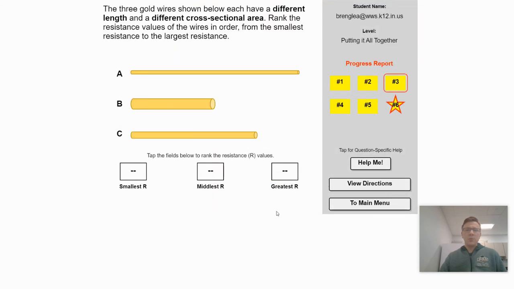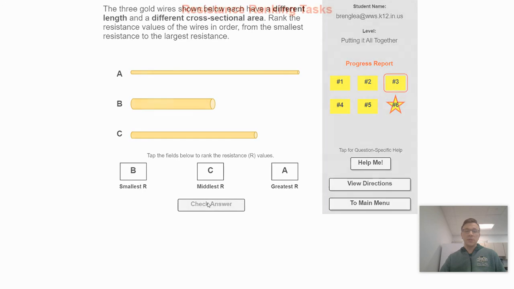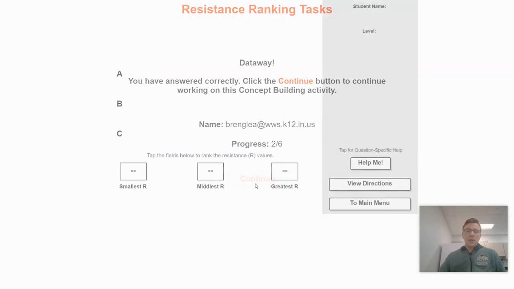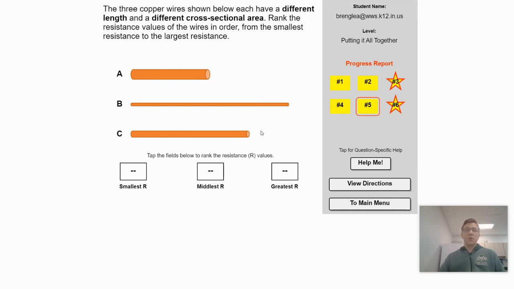And we'll just do a couple examples. Again, we're looking for short and large cross-sectional area, or thick wire. So short and thick wire would be B. That's going to be our smallest resistance. Then the next shortest and larger cross-sectional area would be C. And then the long, thin wire is A. That's going to be the most resistance. So we'll do this last one. I'll let you do the rest on your own. Again, we're looking for short and thick for small resistance. And then middle would be C. And then the most resistance would be B.